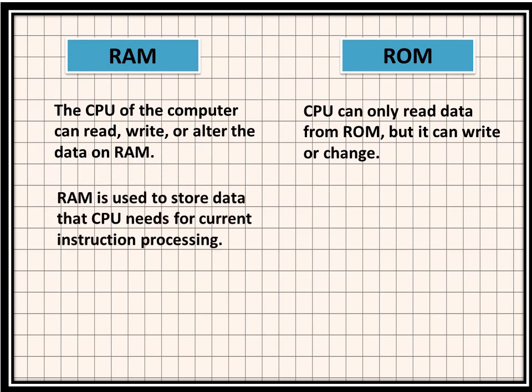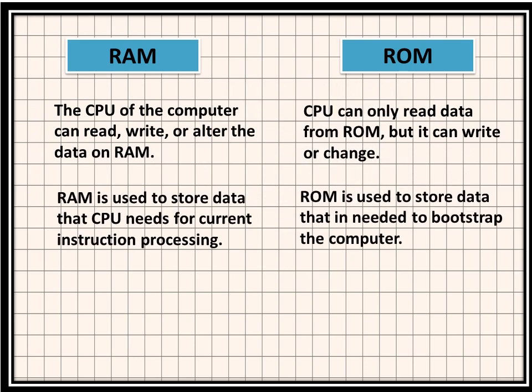RAM is used to store temporary data that helps in current processing tasks. ROM is used to bootstrap the computer. In other words, to help it start up and load the operating system.